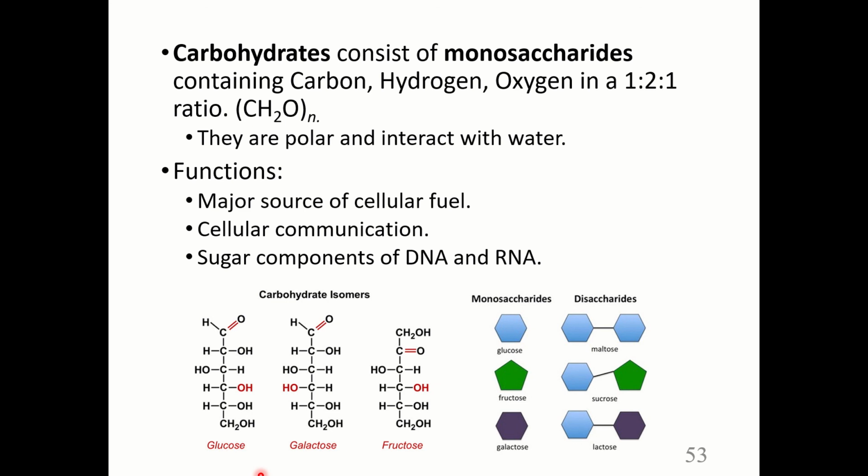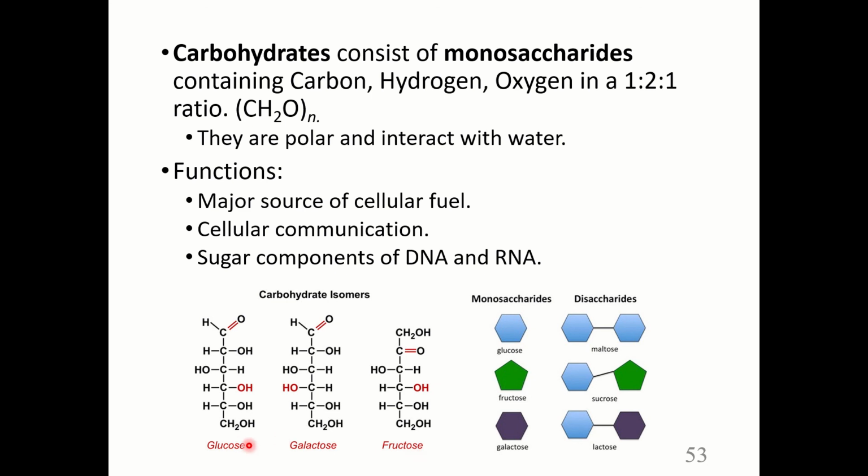I mentioned prior that carbohydrates are very important as far as isomers are concerned. So here are the 3 monomers of carbohydrates: glucose, galactose, and fructose. They all have the molecular formula of C6H12O6. However, they have different structural formulas. This gives them different properties.